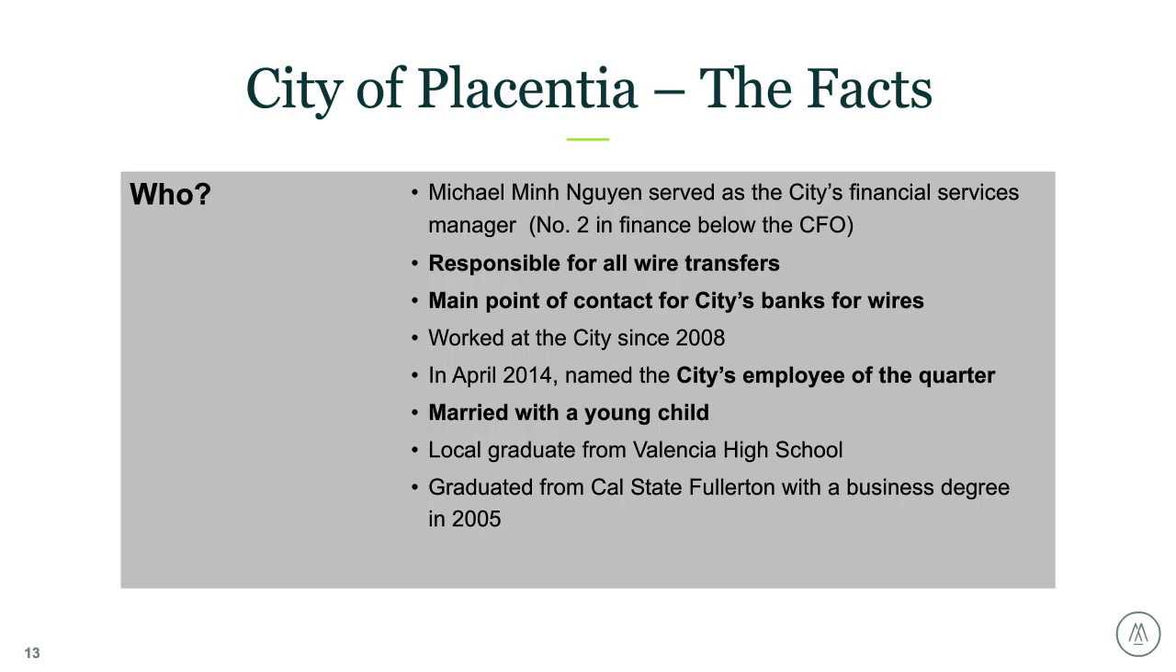So for the facts of this case, let's start with the main player in the case, Michael Nguyen. Now, Michael wasn't someone who transplanted to Orange County from somewhere else right before working in the city. He actually grew up in the area and graduated from Valencia High School. He then went on to study at nearby Cal State Fullerton, where he earned his business degree back in 2005. And after graduating, he decided to stay in the area and look for work.